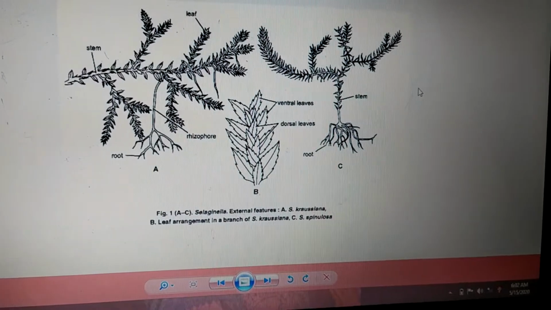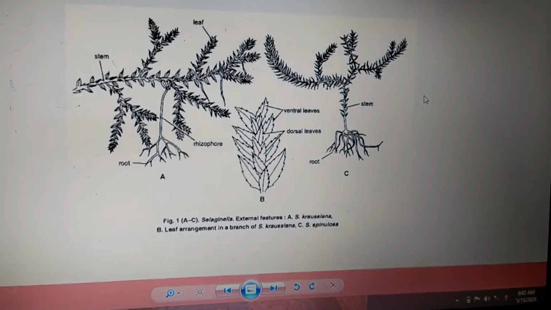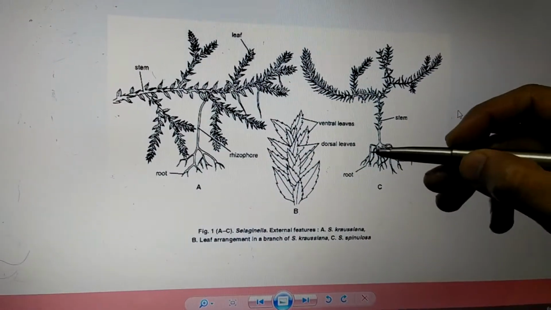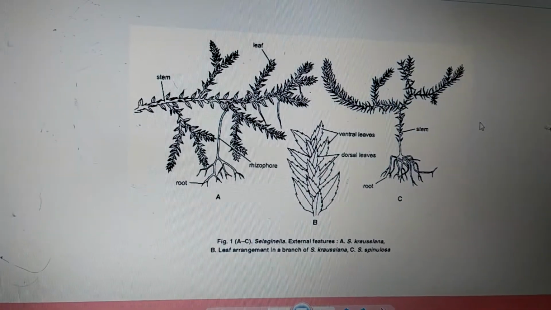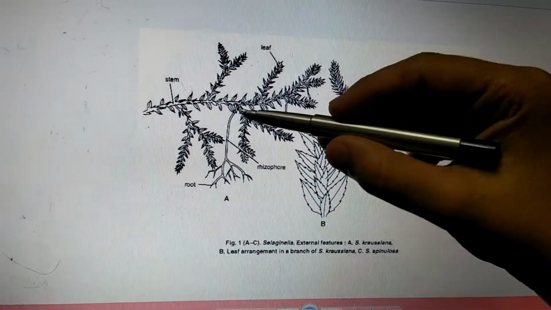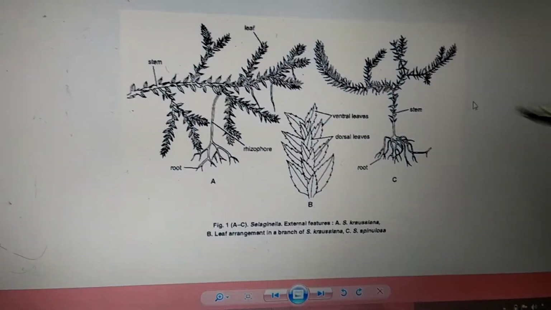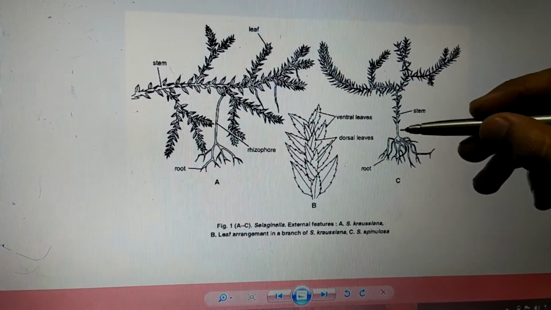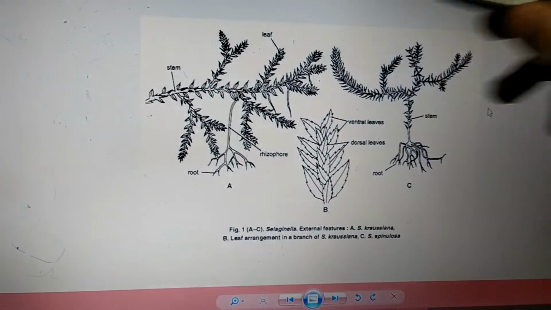Here we will be discussing the external features of a Selaginella. A plant body is differentiated into stem, roots, leaves. These are leaves. Ligule. Ligule picture is not here, and at the end rhizophore. To begin with, stem is a delicate evergreen and profusely branched structure.